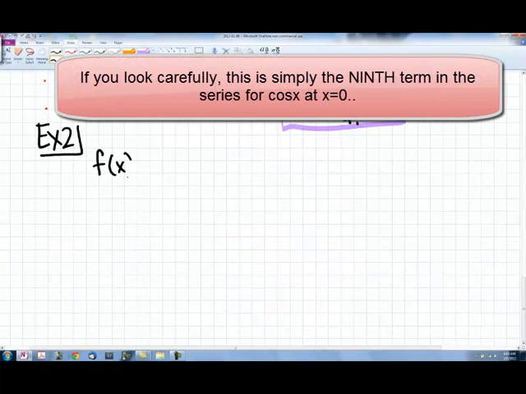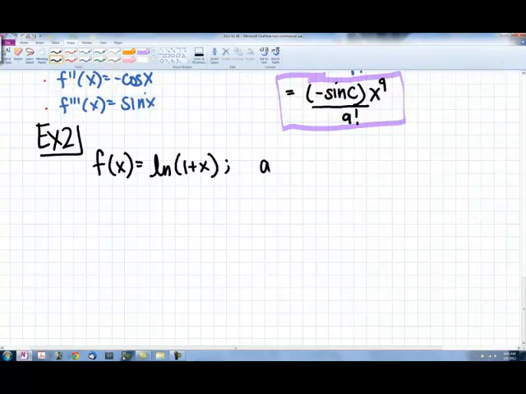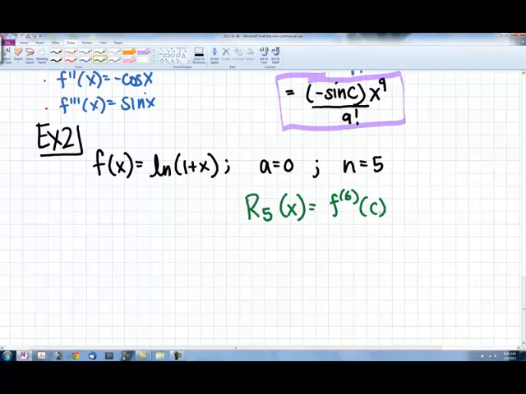Let's do it for the function f of x equals ln of 1 plus x. Again, let's choose a to be 0, n equals 5. The remainder always comes from the n plus 1 derivative, so that means we need the 6th derivative of f at c times x minus a to the 6th all over 6 factorial.